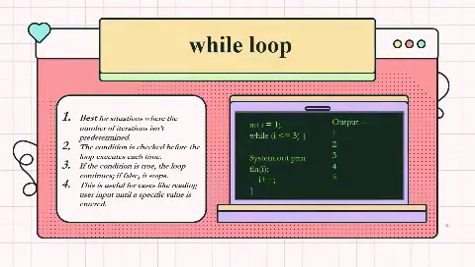Now we will see the next type of loop, that is the while loop. In a while loop, first initialization is done. After initialization, the condition is checked before the loop execution is started. If the condition is true, the loop will continue, and if the condition is false, then loop execution will be stopped. This is useful for cases like reading user input until a specific value is entered. So, this is a while loop.